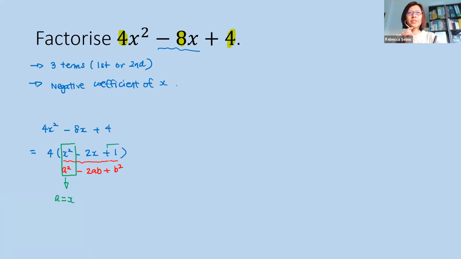And for the second portion, we have 1 equals to b squared. So we could say that b squared is equals to 1. And 1 can be also written as 1 squared. So therefore, b is equals to 1. And if we were to do a further factorization, we'll leave the 4 outside. So from here, we can tell that while a is equals to x, b is equals to 1, it would be factorized to give us x minus 1 whole thing squared.